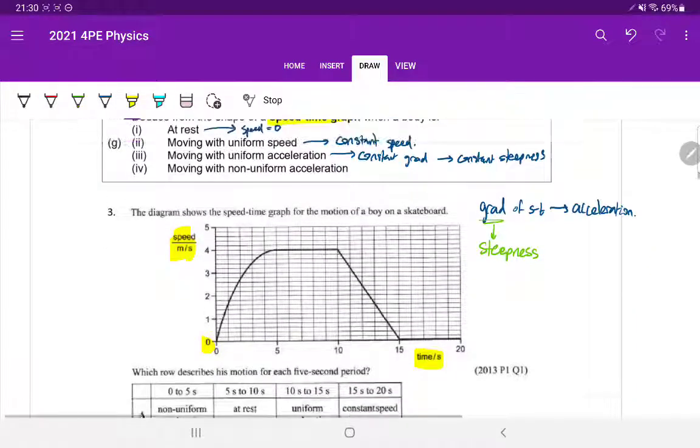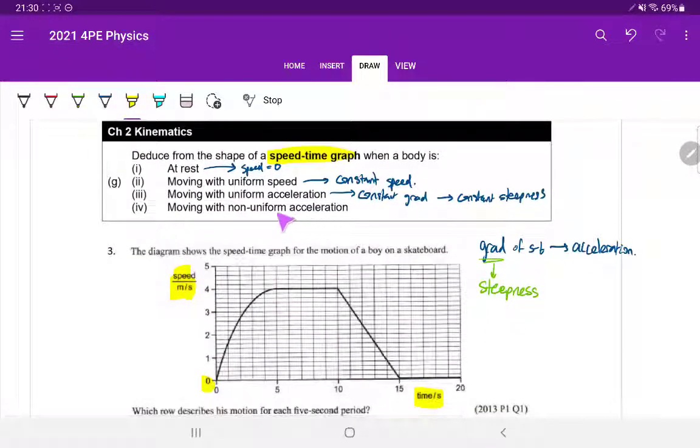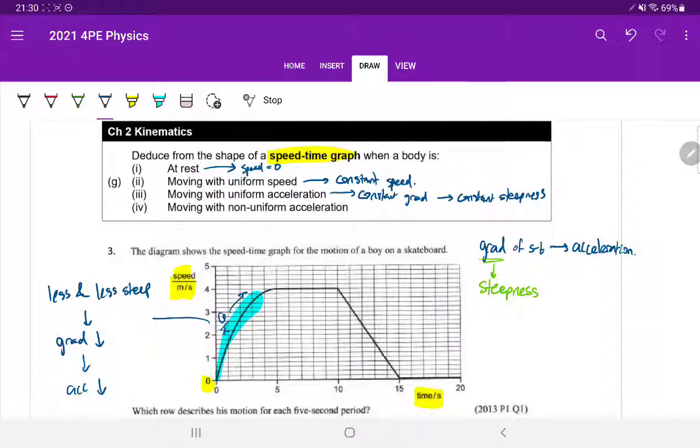If you look at moving with non-uniform acceleration, is there anywhere that's moving with non-uniform acceleration? You have this region here, which is getting less and less steep. Can you see, if you're walking from left to right, it's getting less and less steep. Less and less steep means the gradient is decreasing. If the gradient is decreasing, that means acceleration is decreasing.